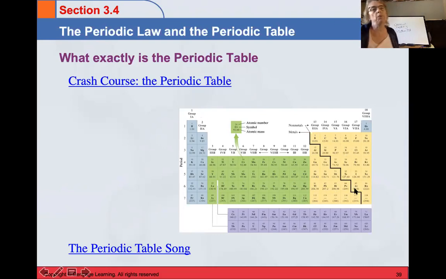And when the table was originally arranged, they were just put in these columns because they had similar chemical properties. But at the end of this chapter, we're going to look at the reason for that. There's a theory that explained why all of the elements in the similar vertical columns have the same properties, but we'll get to that in a later section.